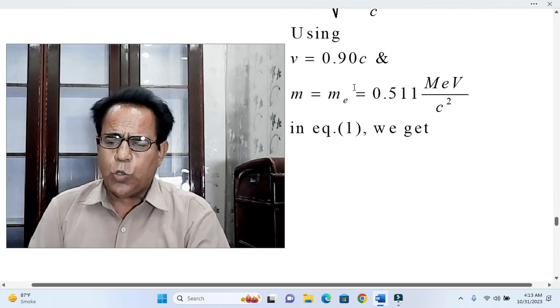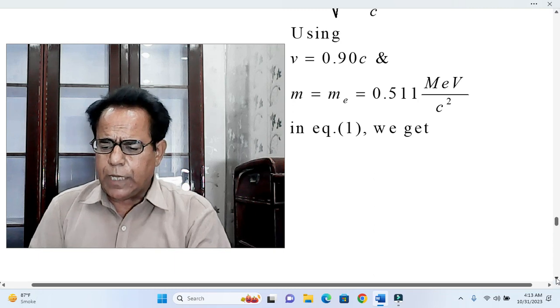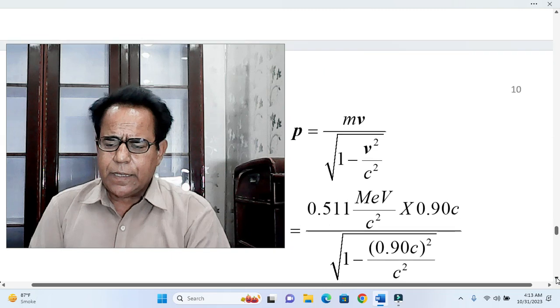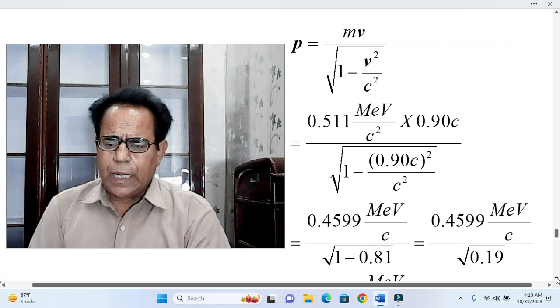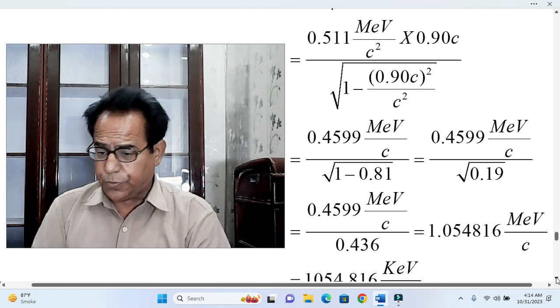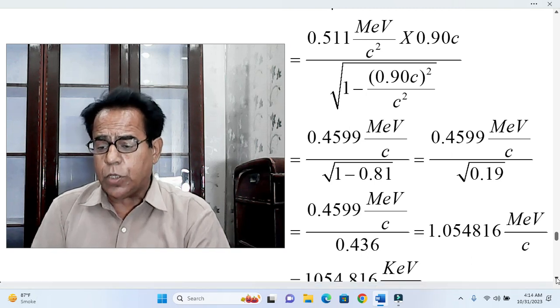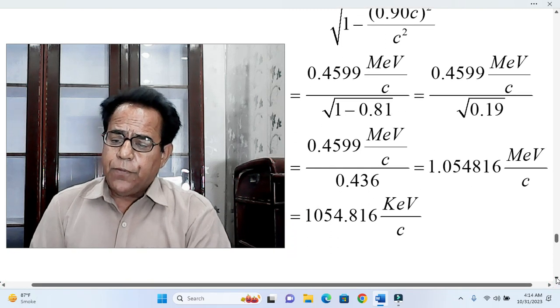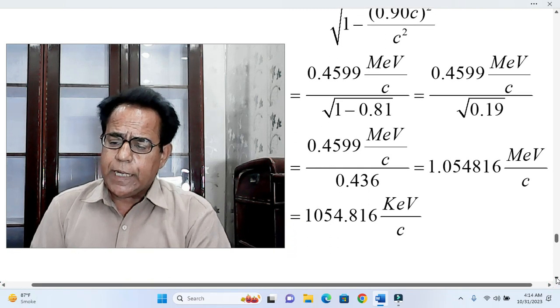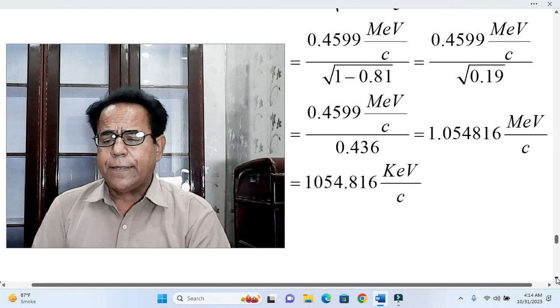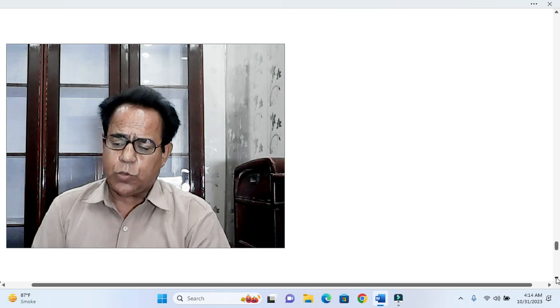Here V is 0.90 C, that is to say about 90% of the speed of light. So according to this our answer will change accordingly. So relativistic momentum has become equal to 1.054816 million electron volt over C, or 1054.816 kilo electron volt over C. This last step is not necessary, it is just a matter of discretion.